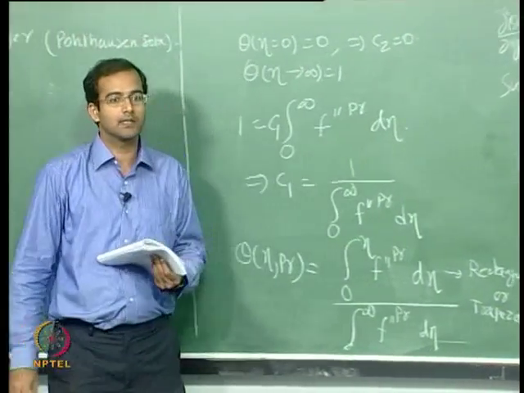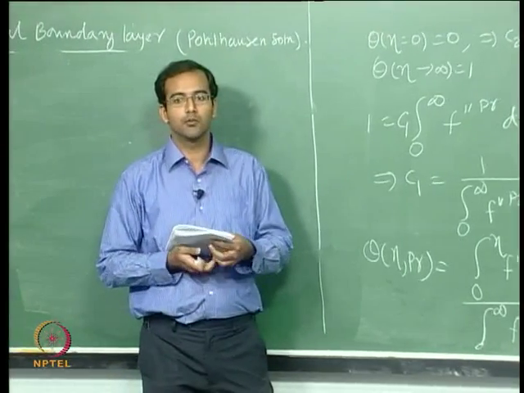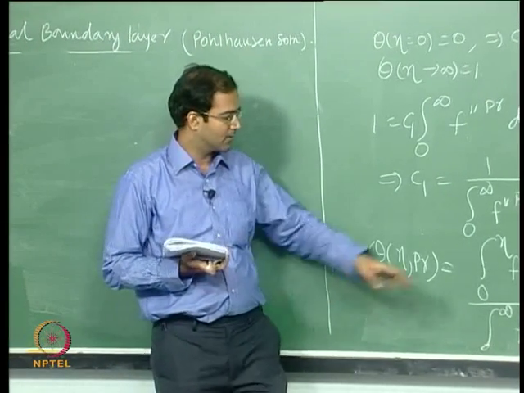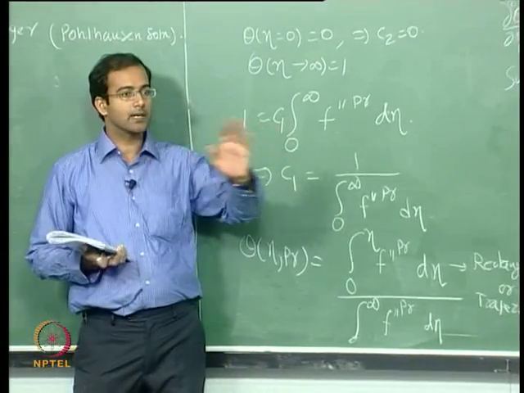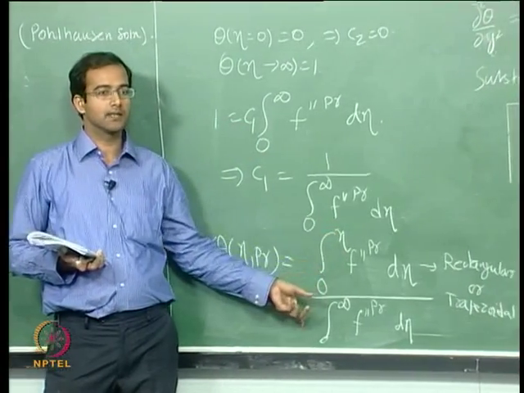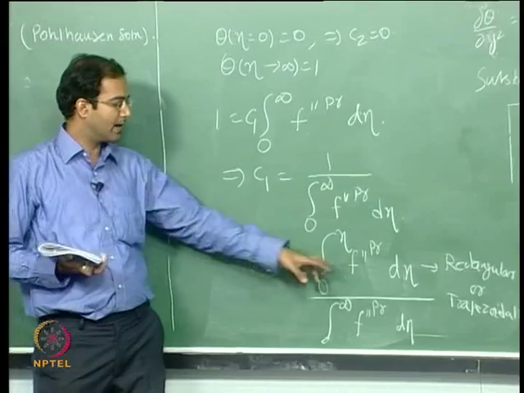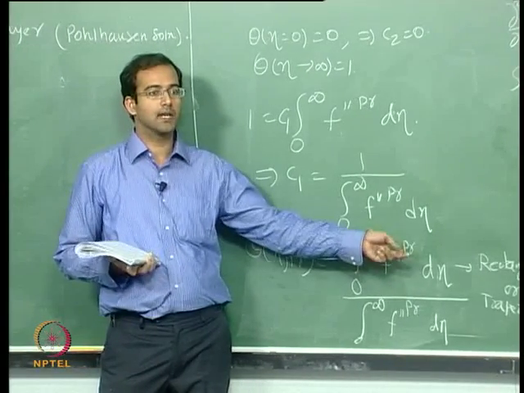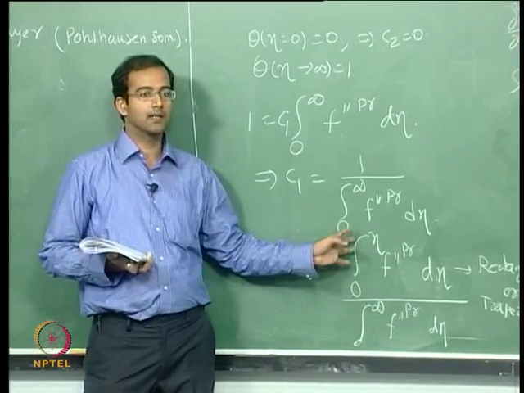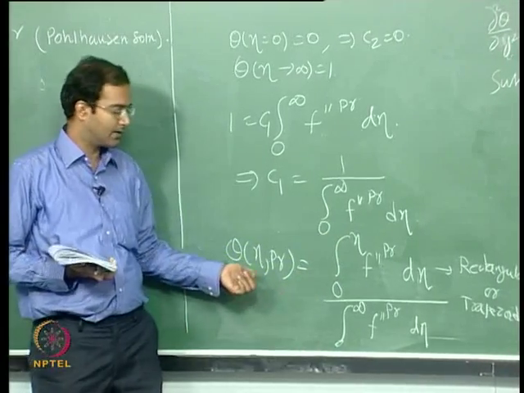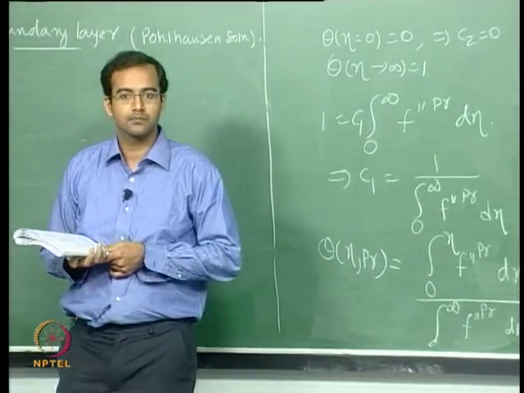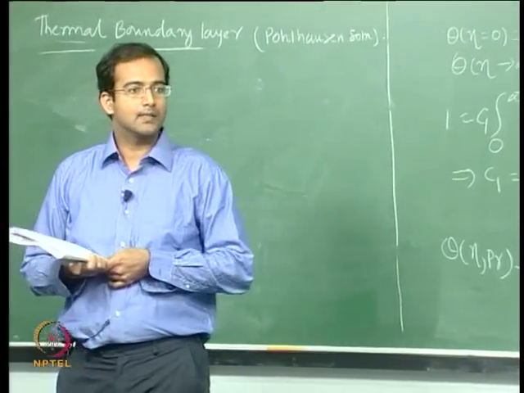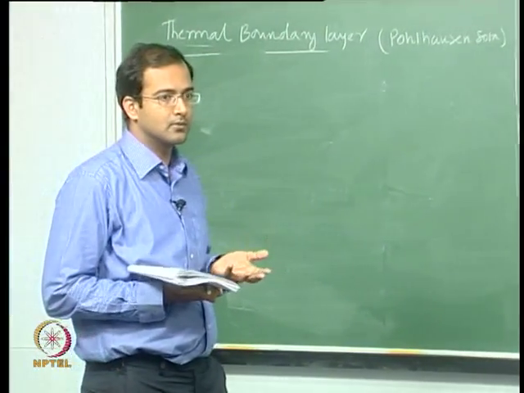Okay, so these are very basic numerical integration procedures which you can apply at those discrete points, and you can determine these integrals. Therefore, for any value of Prandtl number you substitute that, you do this integration numerically for the numerator and denominator, and you get the solution for theta. Okay, so that's left up to you.